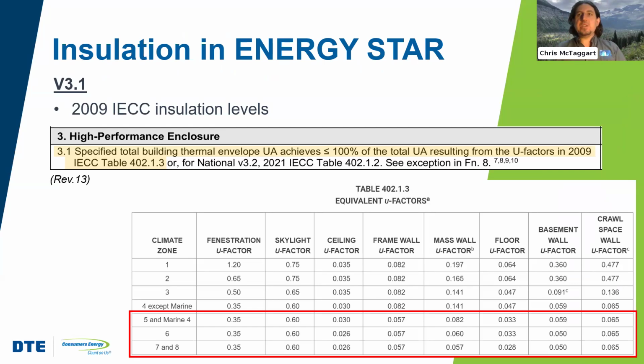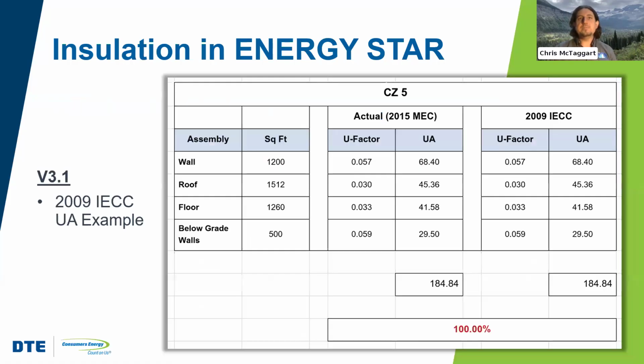Again, there is the ability to use a UA option to trade some of that off, but ultimately you have to have a decent enclosure. It has to meet at least the 2009 IECC level, which is pretty close to what we currently have for the majority of the state of Michigan anyways, especially climate zone 5. We're closer to the 2009 IECC levels of insulation requirements than we are to an advanced code.